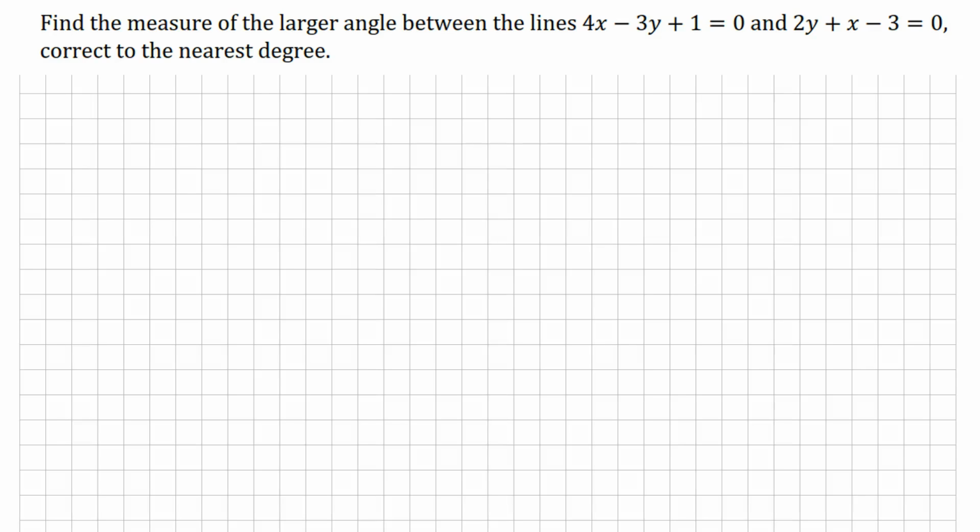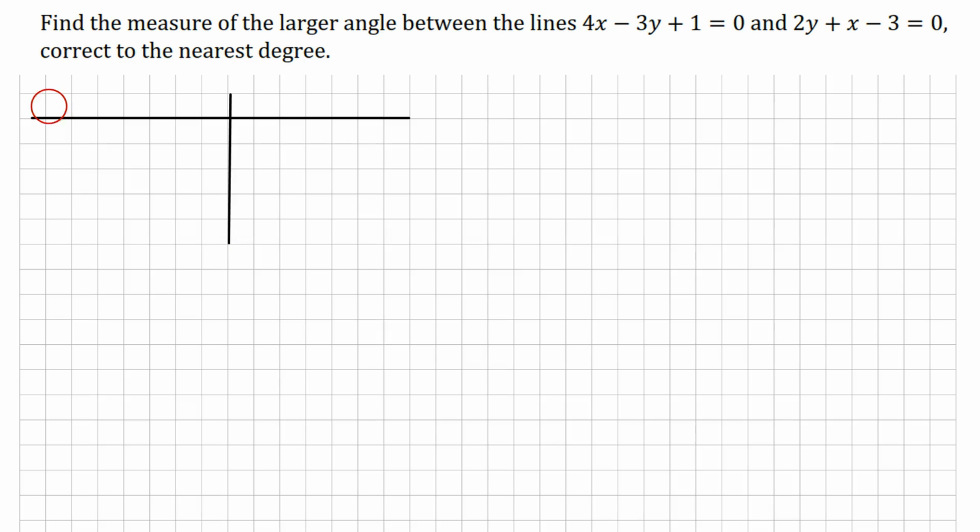Find the measure of the larger angle between these two lines. So again, we need to get the slope of these two lines, and then we'll use our tan formula to find the angle between these two lines. So I'll just set up my T again and put down my two lines.